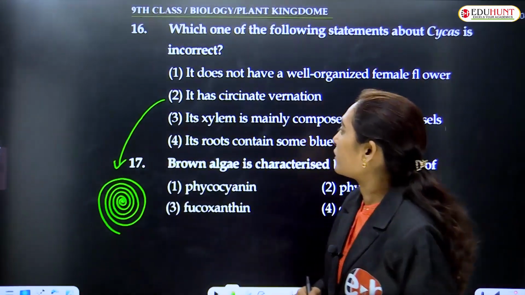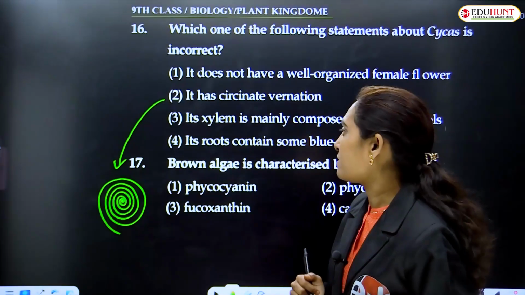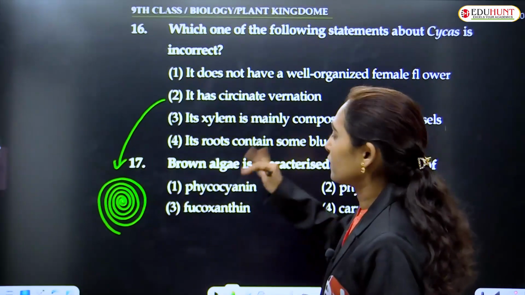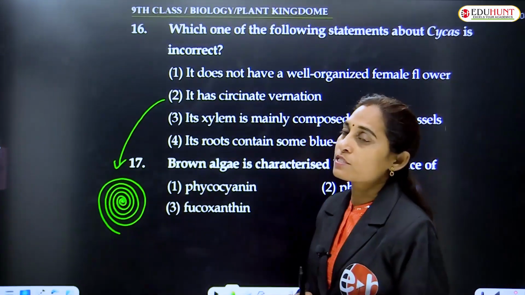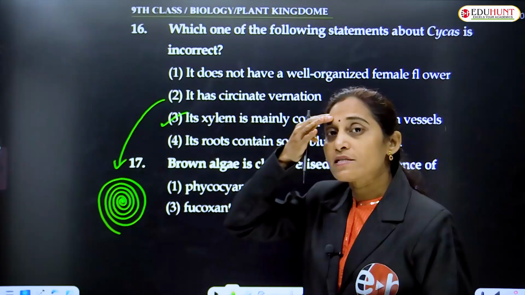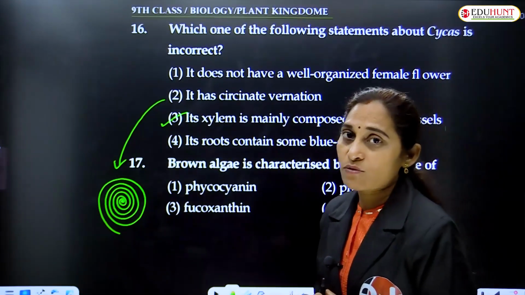It is circinate vernation. Its xylem is mainly composed of xylem vessels. Its roots contain some blue-green algae. So, except the third option, all the other options are correct. Its xylem consists of vessels is incorrect. No, xylem lacks vessels.